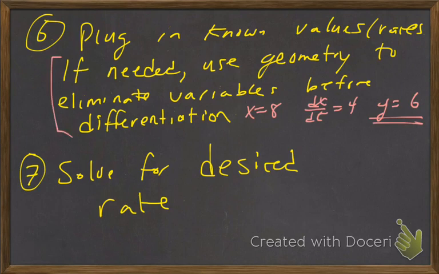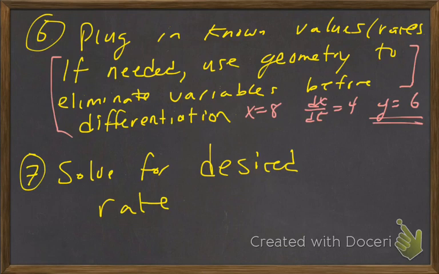Now this part that I'm mentioning, if needed, use geometry to eliminate a variable before differentiation. That is for more complicated related rates problems, for example, dealing with cones or pyramids or other shapes that use similarity, as we'll see. So we didn't actually use that step in this one, except for the fact that we found y by using the Pythagorean Theorem. So plug in known values and rates after you've taken the derivative.